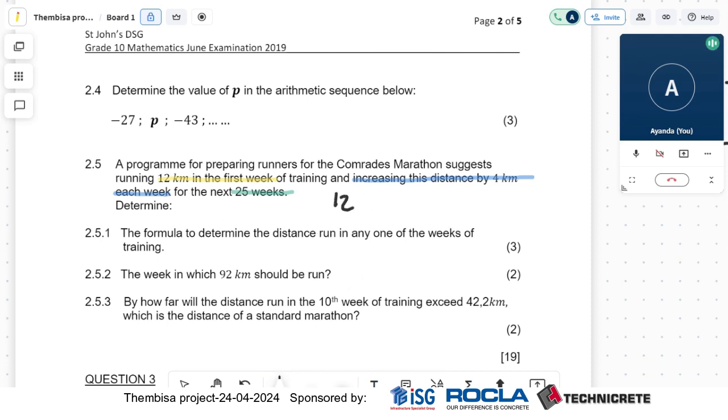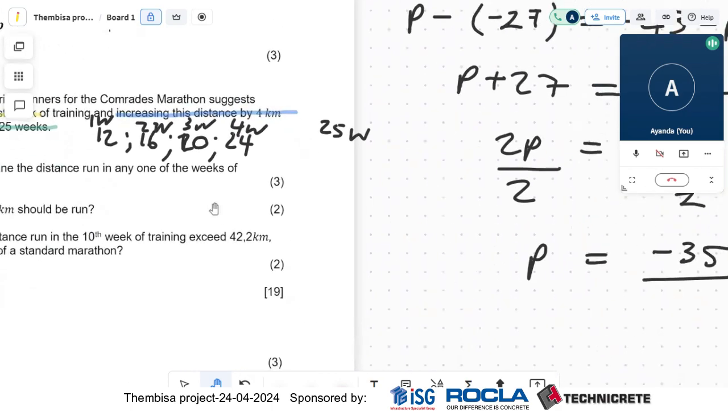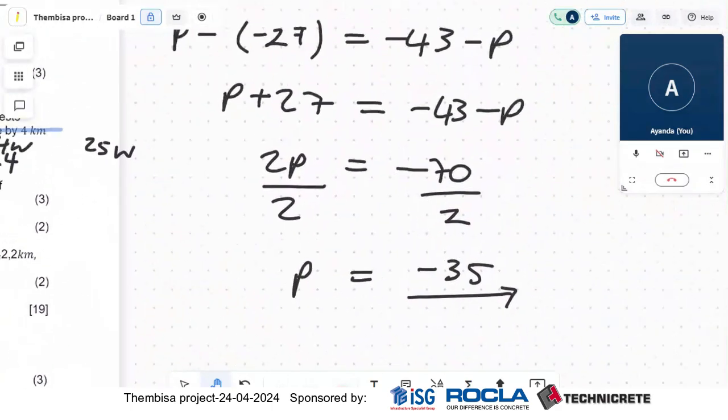So we're going to start off at 12. And for the next week, we're going to have 12 plus 4, which we know is 16. And we're going to add another 4 kilometers, which is going to be 20. And 24, etc., until we get to 25 weeks. So this is 1 week, this is 2 weeks, this is 3 weeks, this is 4 weeks. Now, we're asked to determine the formula to determine the distance run in any one of the weeks in training. So how are we going to find the general formula of Tn? Let's get rid of this.